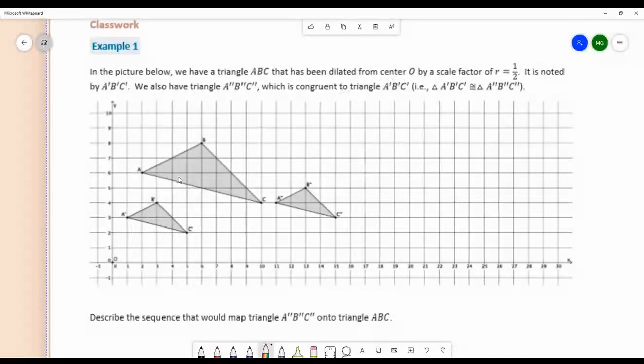Now, we need to know what happened from A prime to A double prime. So how did A prime get to A double prime? Well, we went up 1, straight from our A prime, and then we went over to A double prime: 1, 2, 3, 4, 5, 6, 7, 8, 9, 10. So we went up 1 and right 10.